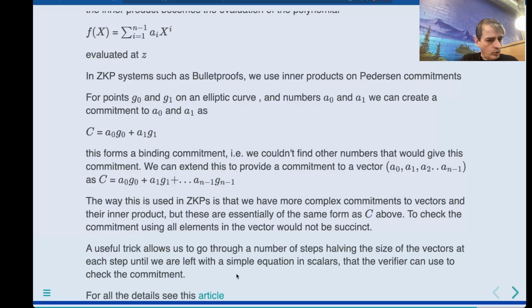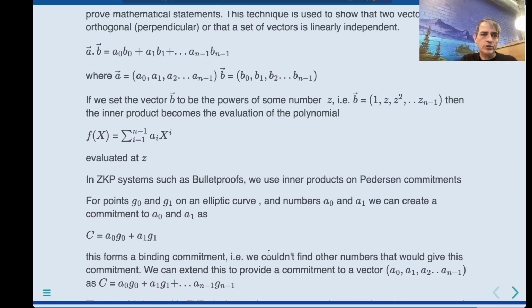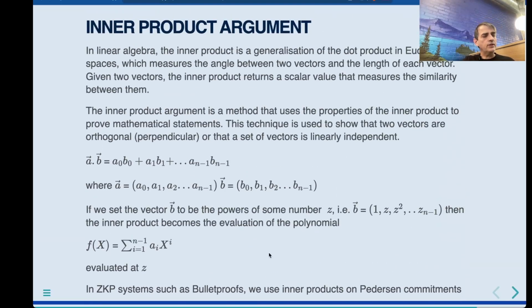There's a lot more information about that. There's a link there to an article. But this is really just to give you an idea. If you come across this term, the inner product argument, that's why it's useful. It's really a way of enforcing the relationships between some details of our proof, so that this can be easily checked by a verifier.